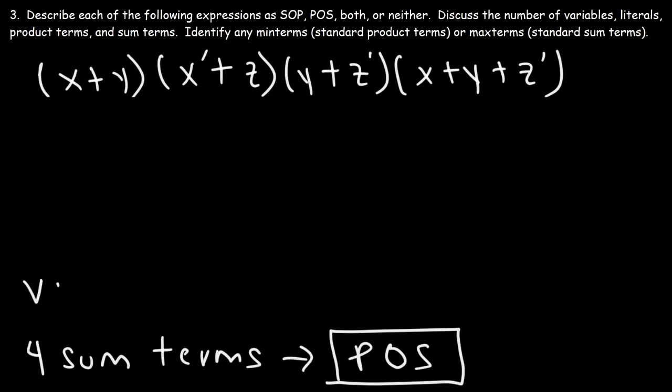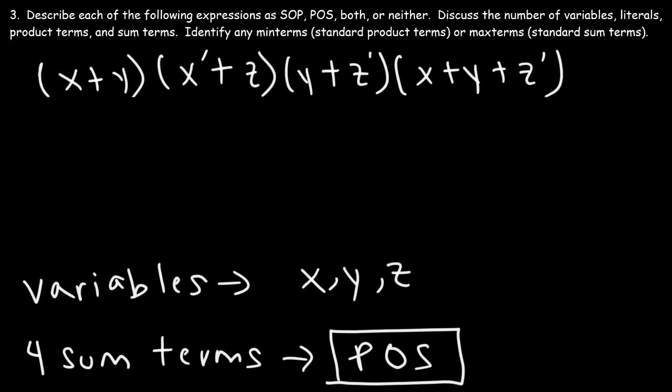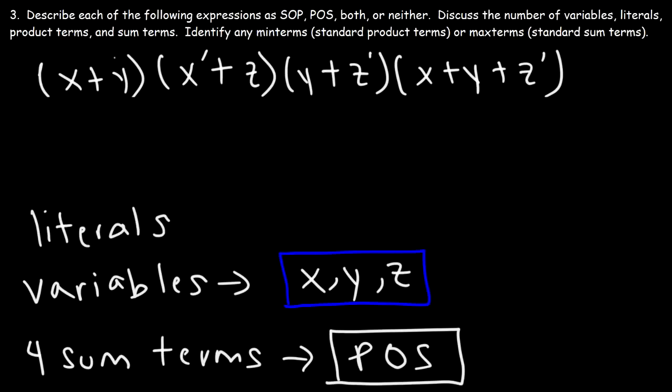Now, how many variables do we have in this expression? So I see 3 variables, x, y, and z. Now, how many literals are there in this expression? So here we have 2 literals in the first sum term. The second sum term has 2 literals, the third one has 2, and the last sum term has 3 literals. So thus we have a total of 9 literals in this problem.